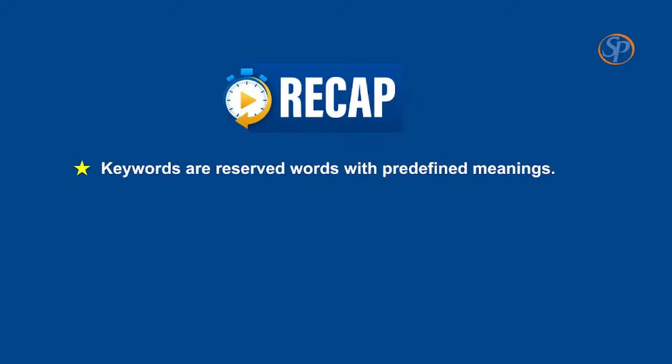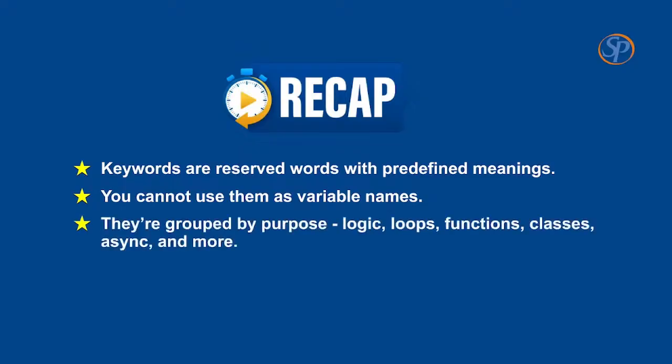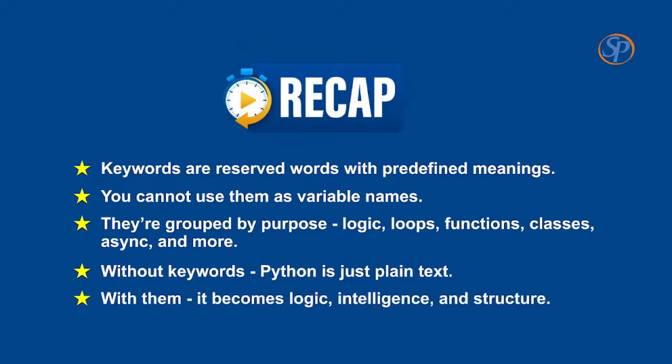Keywords are reserved words with predefined meanings, and you cannot use them as your variable names. They are grouped by purpose like logic, for loops, functions, classes, async, and even more. Without keywords, Python is just plain text. With keywords, it becomes logic, intelligence, and structure.